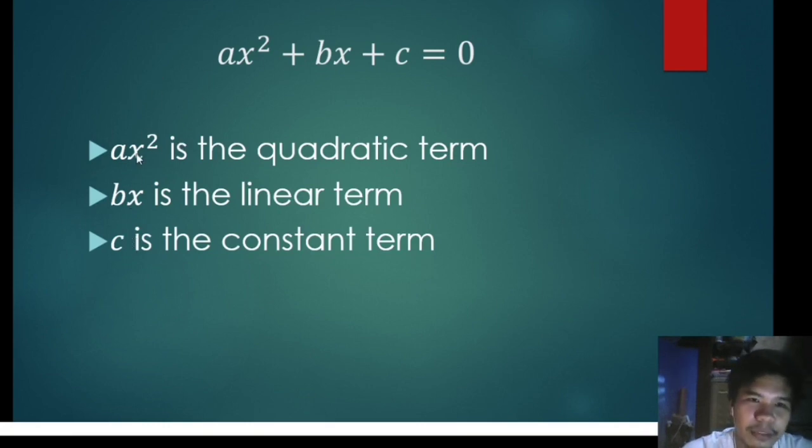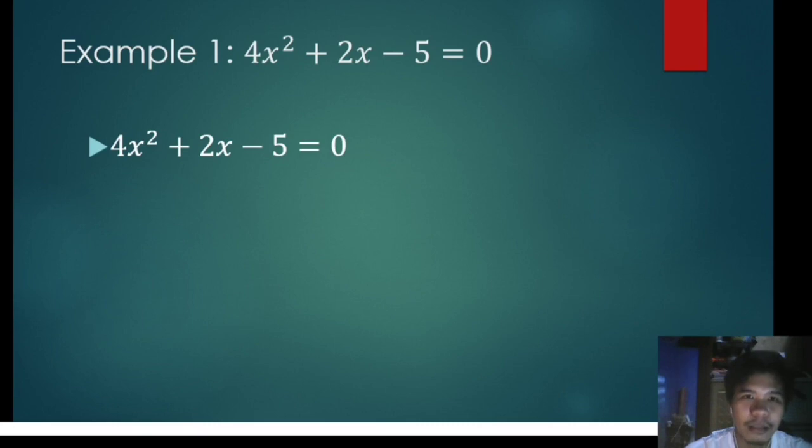Those three terms are the terms in the standard form of quadratic equation ax squared plus bx plus c equal to 0. Let us now proceed with the examples. I have here example number 1 given by 4x squared plus 2x minus 5 equal to 0. So our objective here is to write the equation into its standard form. And then let's identify the quadratic, the linear, and the constant term.